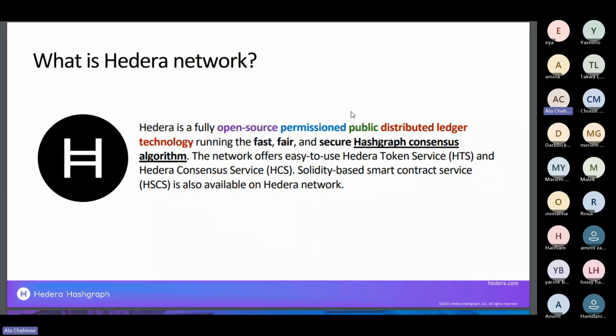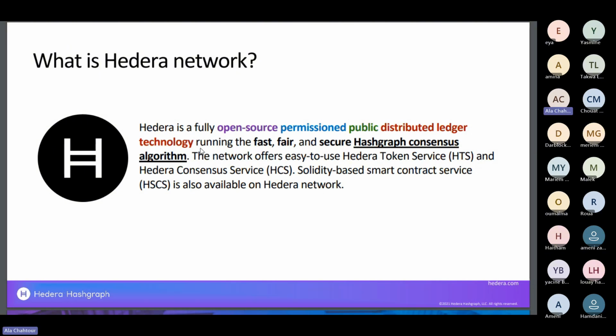Permissioned means, as I said before, that the validators of a Hedera network are selected one by one. Public means everyone can access the data stored on top of the Hedera network. And distributed ledger technology means it's one of the distributed ledger technologies family.